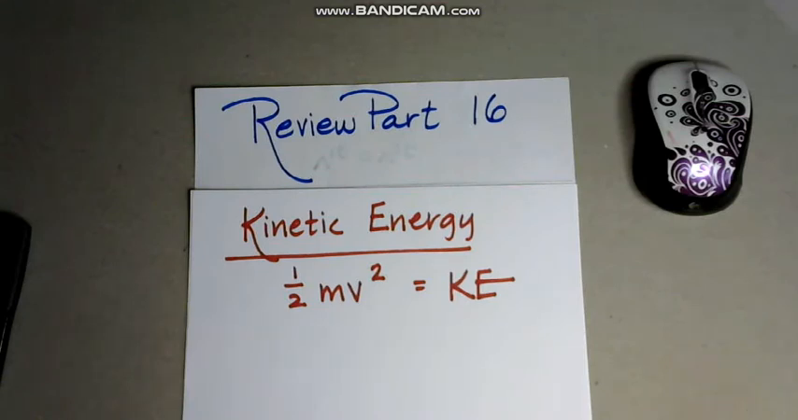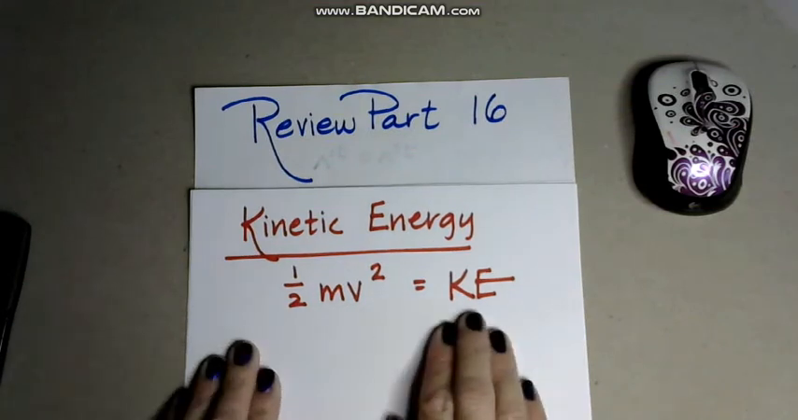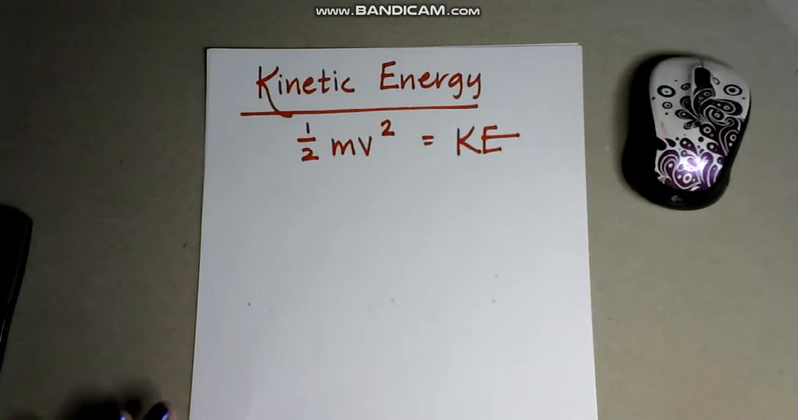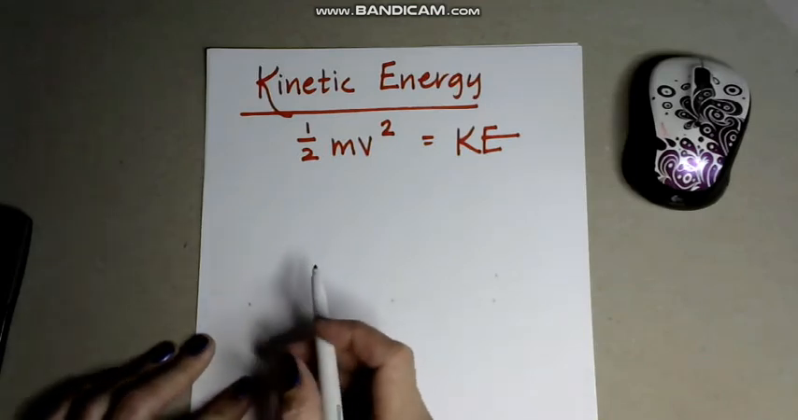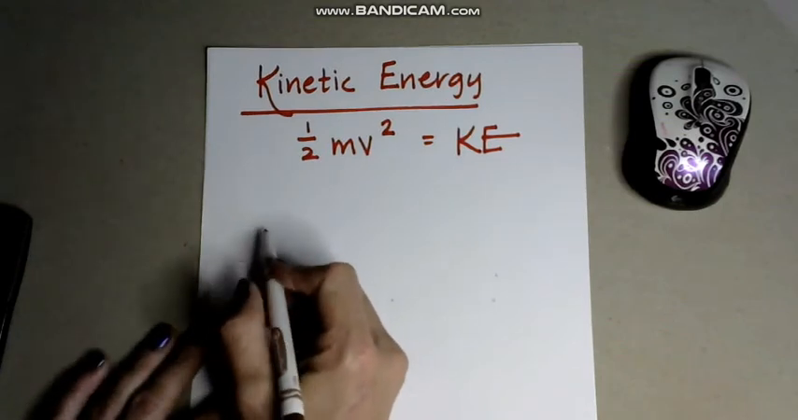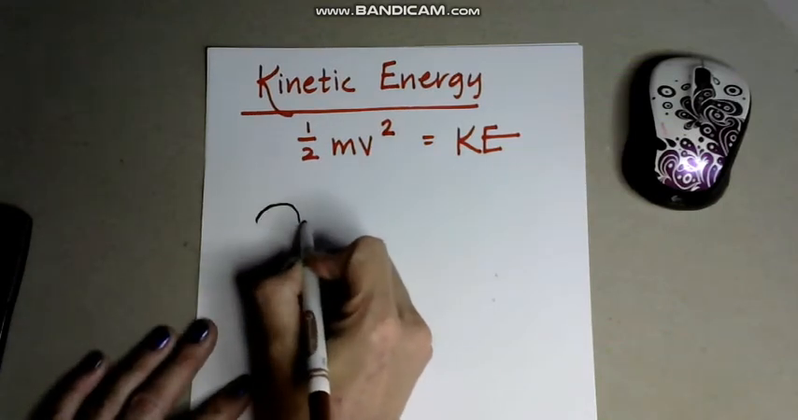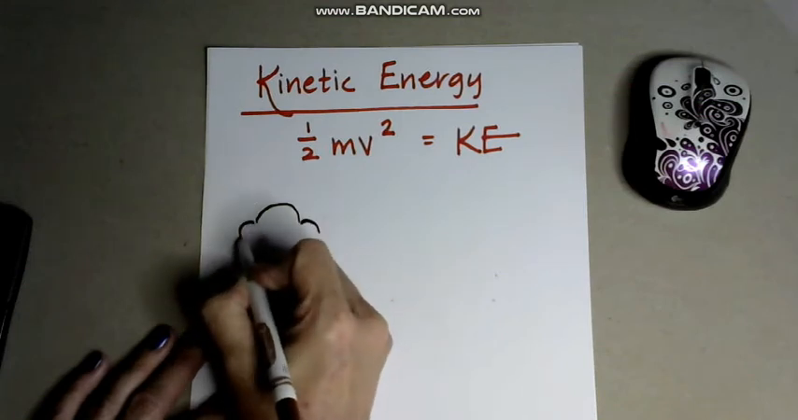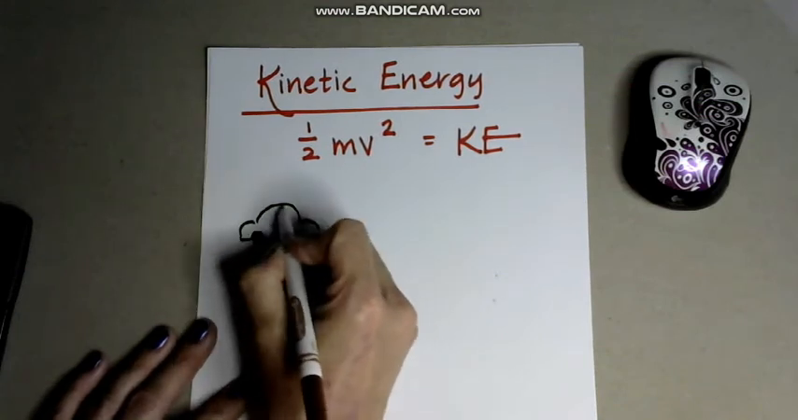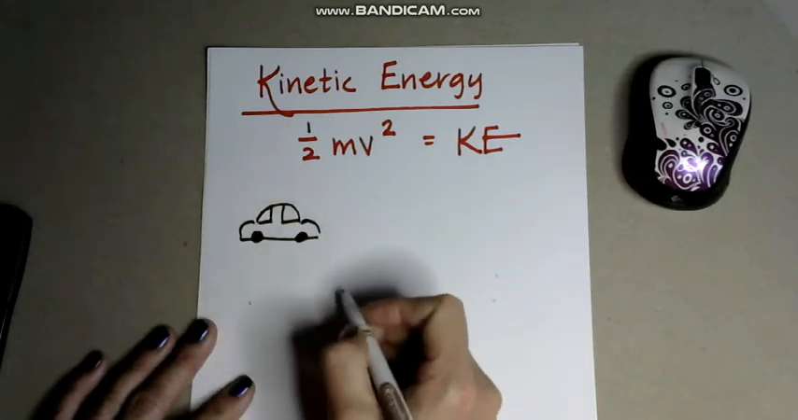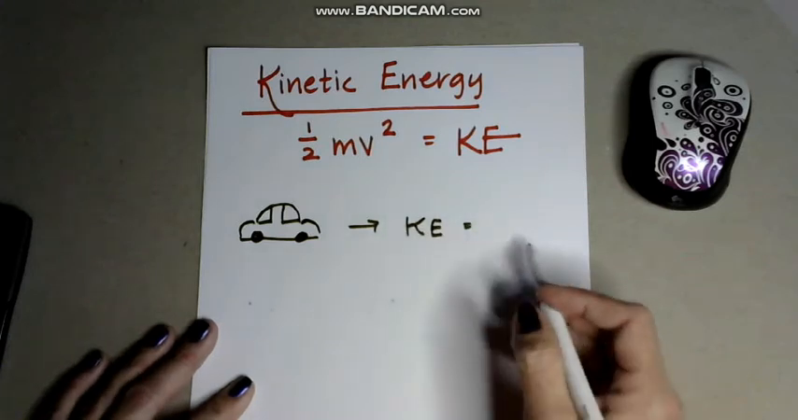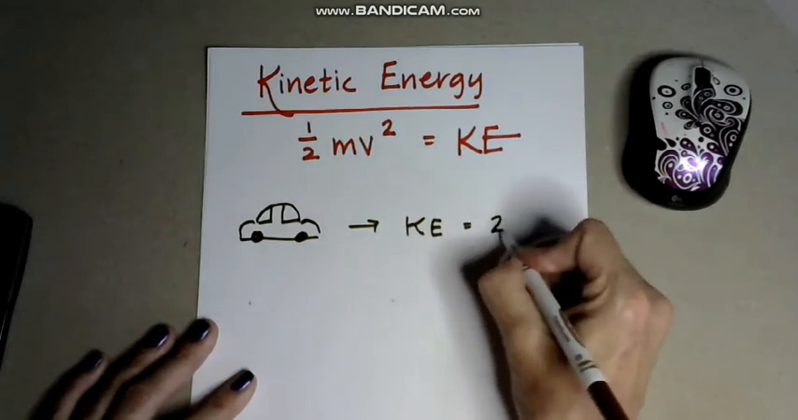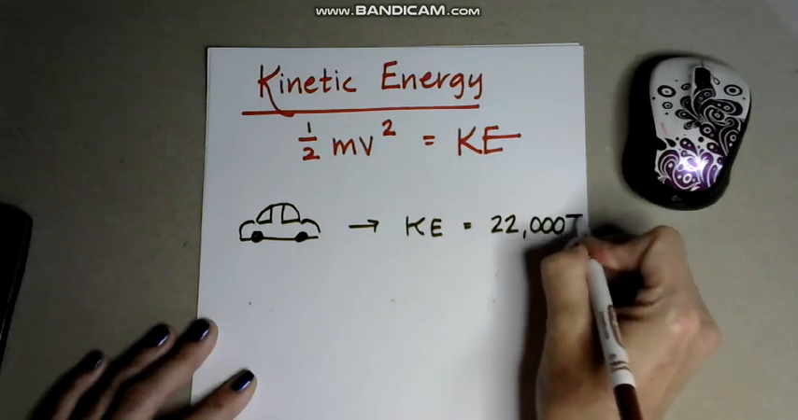We are so close. I want you to look at kinetic energy. This should be pretty short and sweet. It's a pretty basic concept. Imagine I have a car, and I tell you that the kinetic energy of this car is, let's say, 22,000 joules.